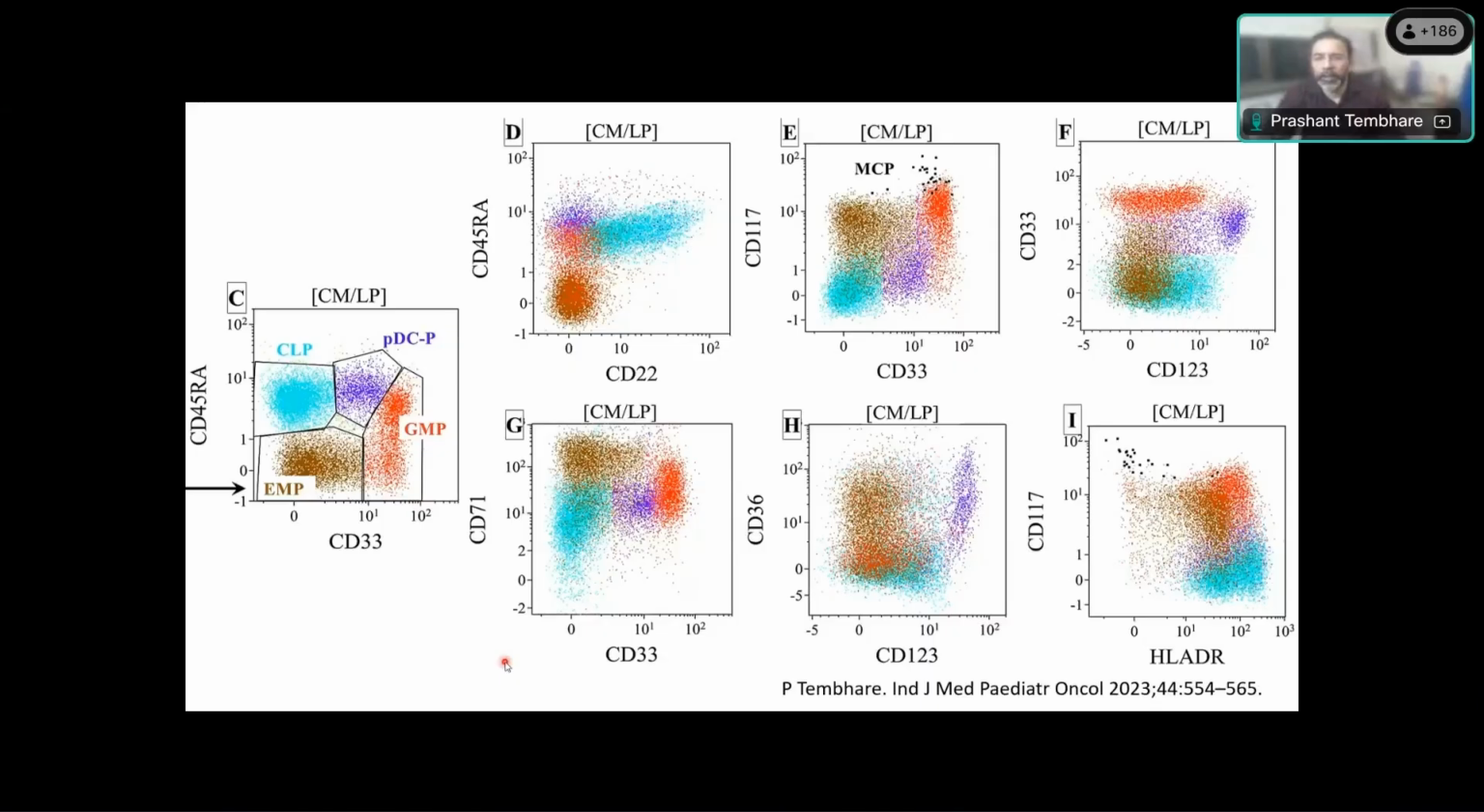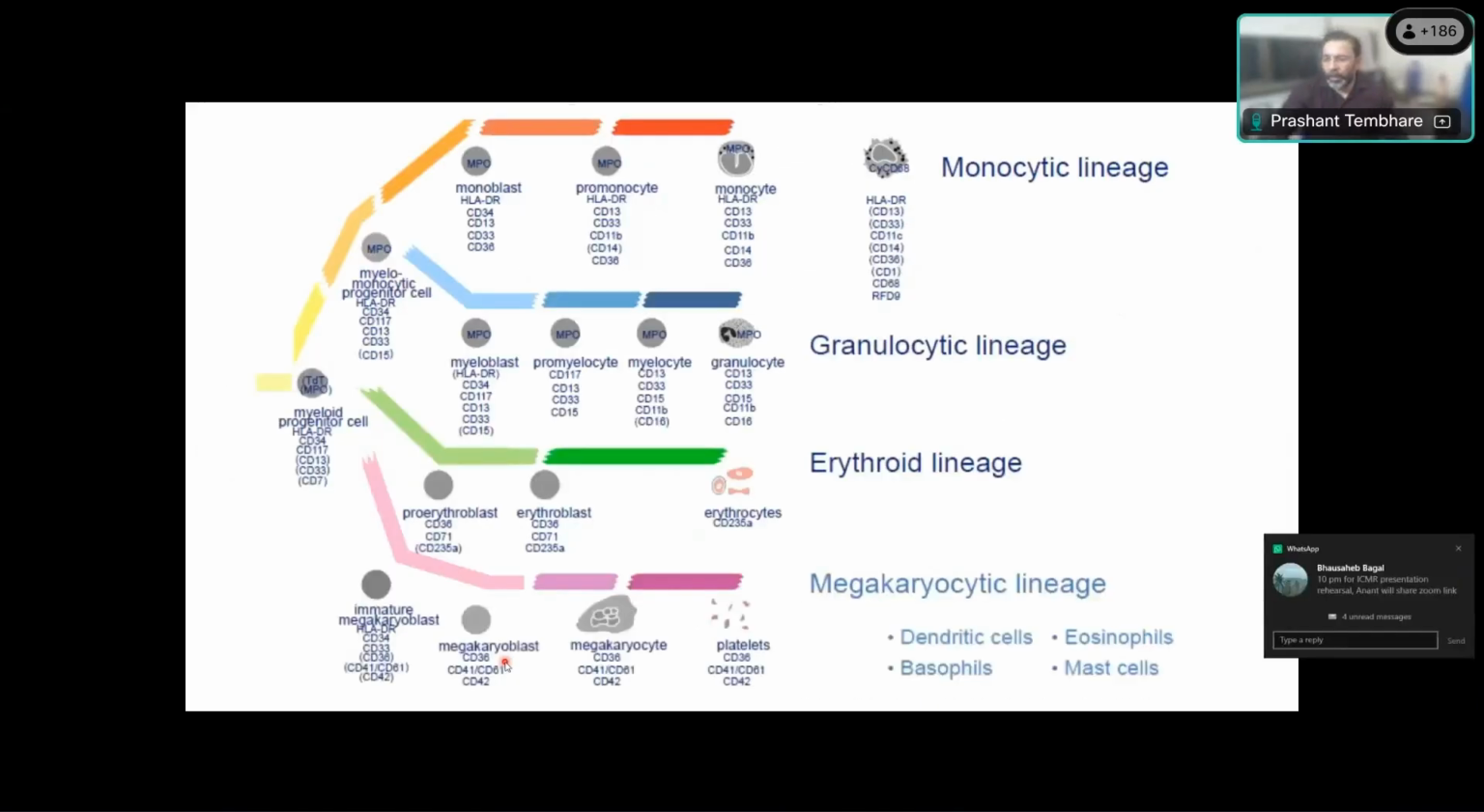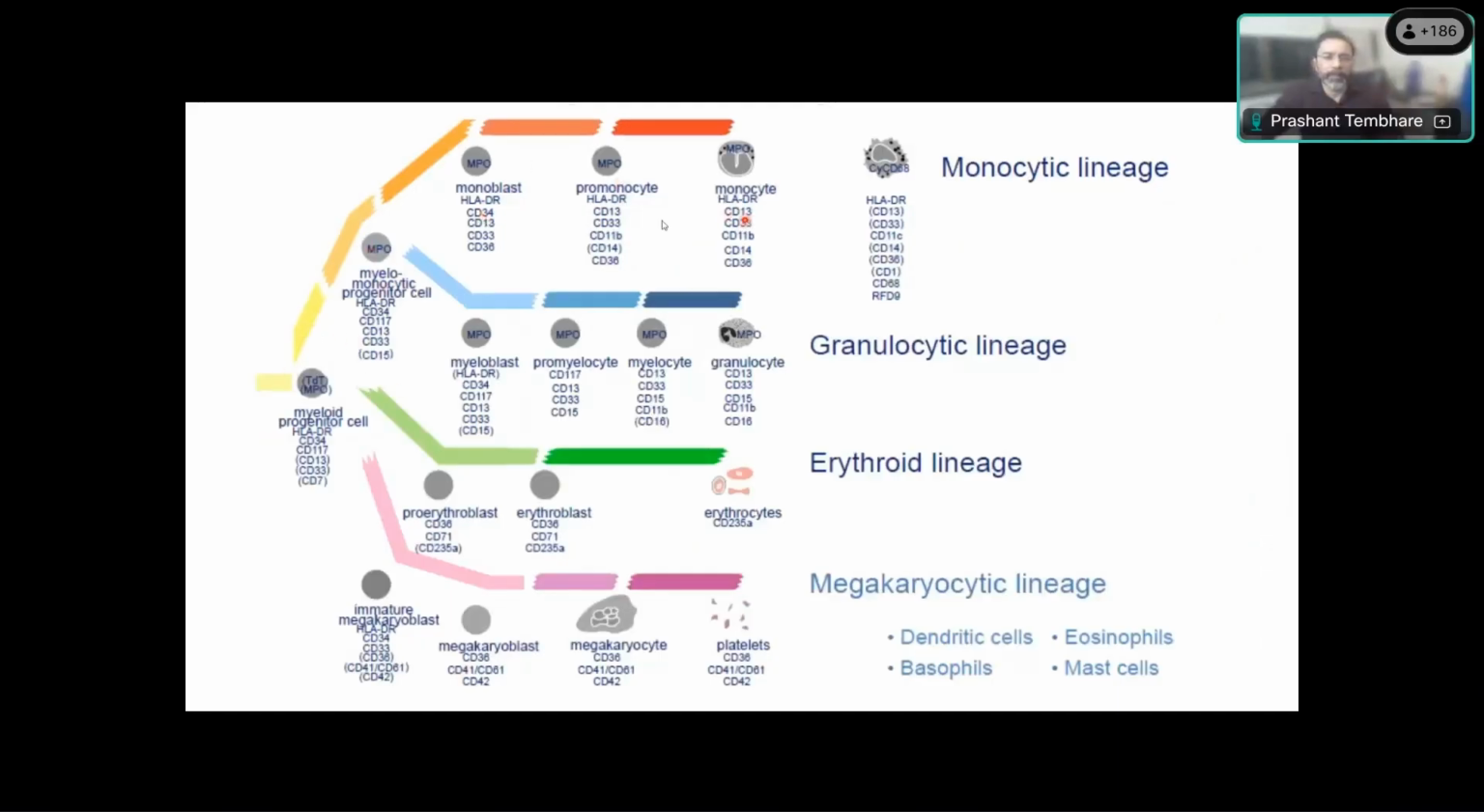Maturation pattern. Okay. Now this is how we are going to have different antigen expression patterns based on the different markers. So just to show you this, these are the different lineages. We use different markers for monocytic, different markers for granulocytic lineage, different markers for erythroid and megakaryocytic lineage.